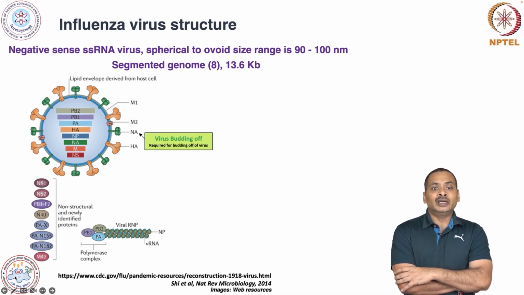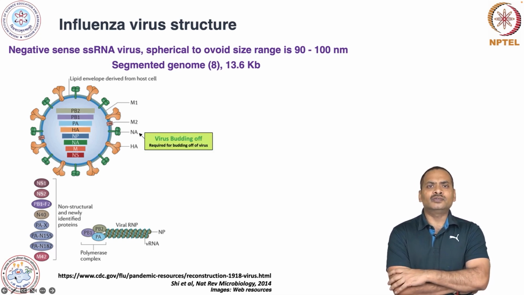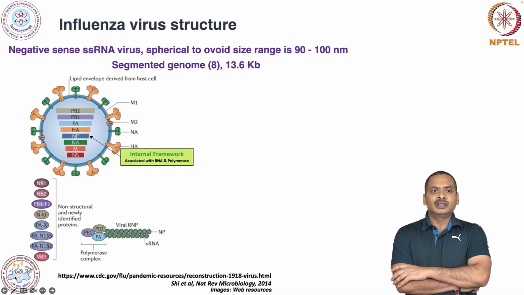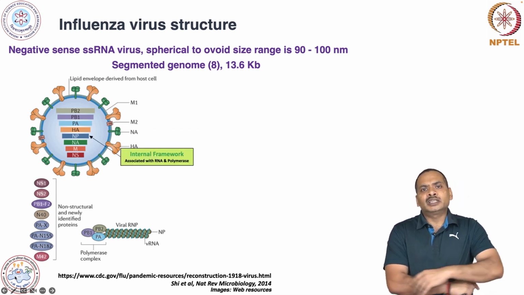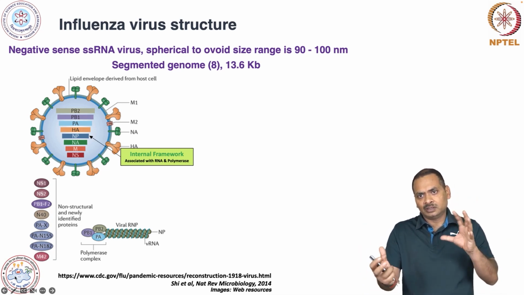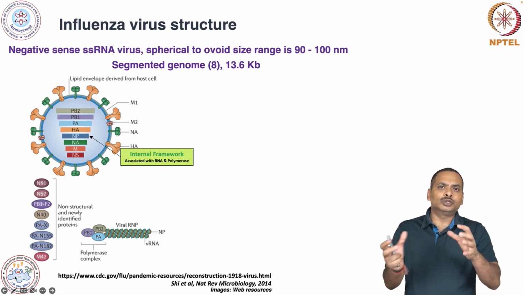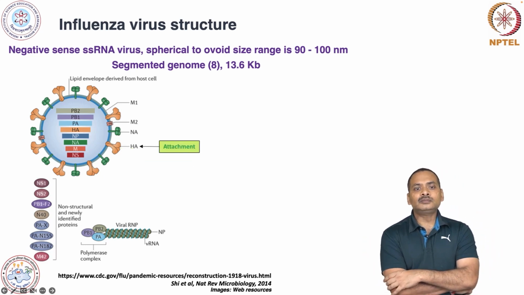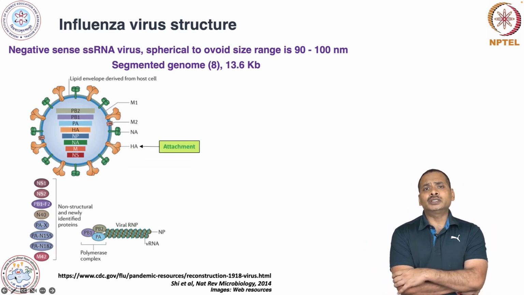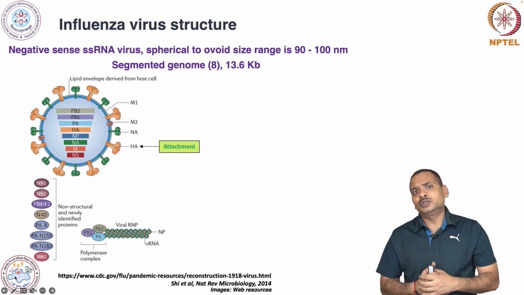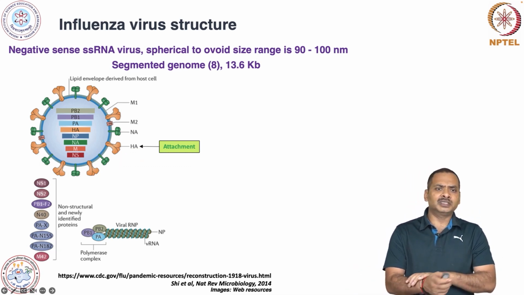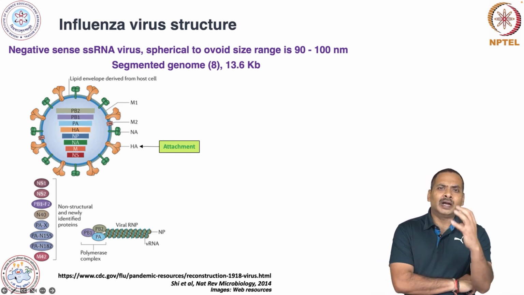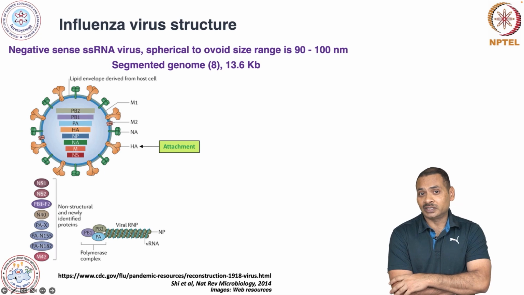NA plays a very important role in virus budding off. This is an enzyme; NA is a neuraminidase. NP protein is basically providing an internal framework for when all this genome is packing. HA protein is very important in attachment with the target cell. Basically, I will explain: HA protein binds with sialic acid on target cells.